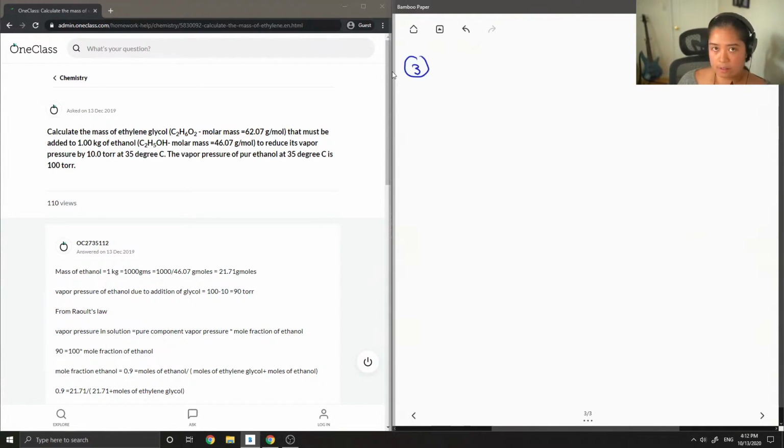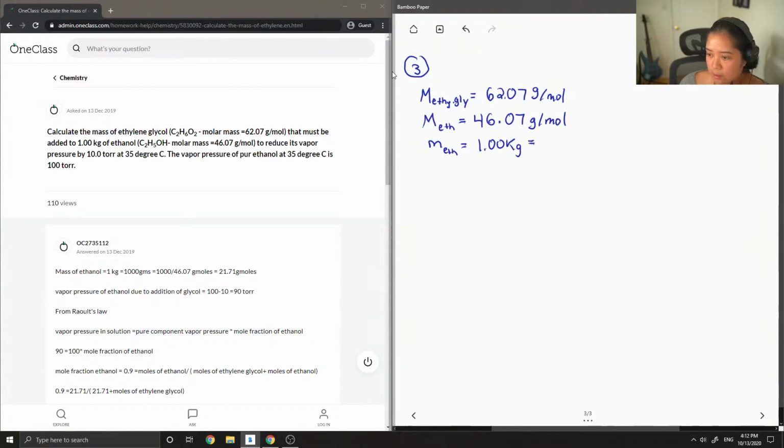Okay, so first, I'm just going to write down everything that we know. So we know the molar mass of ethylene glycol is equal to 62.07 grams per mole. We also know the molar mass of ethanol, 46.07 grams per mole. And we also know the mass of ethanol. So the mass of ethanol is 1 kilogram. But I'm just going to convert this to grams. Yeah, 1,000 grams.